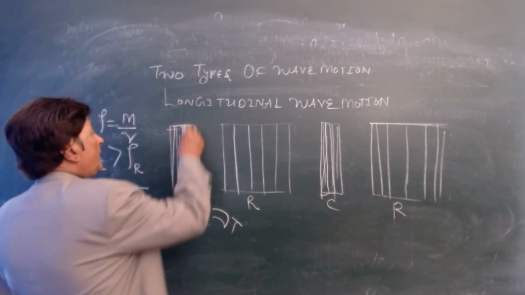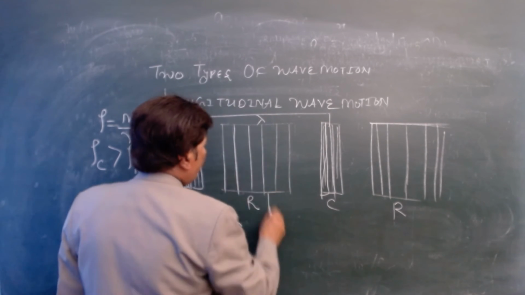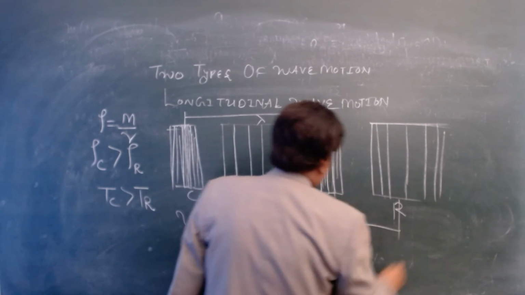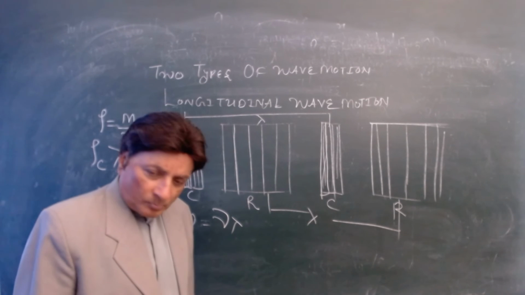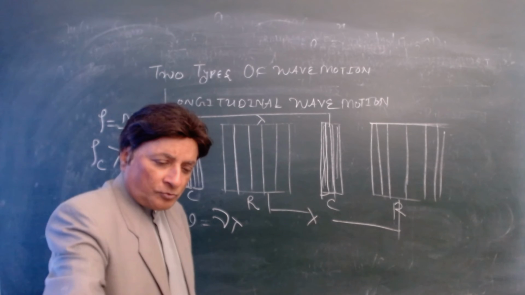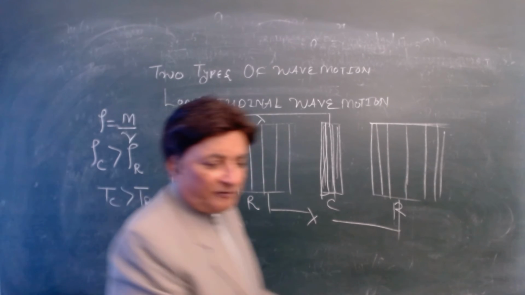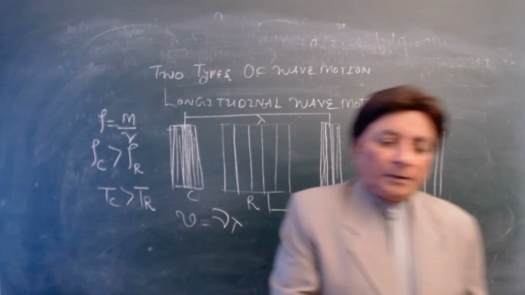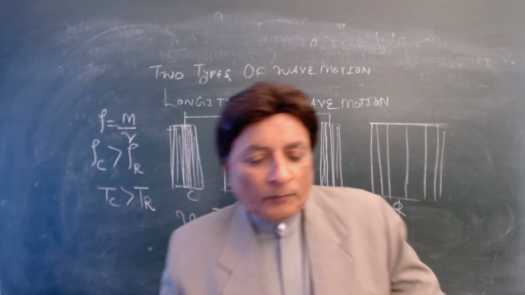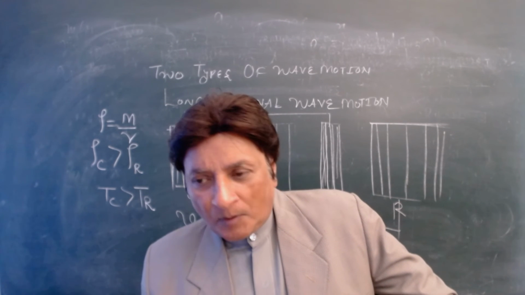अब वेवलेंथ क्या होती है? द डिस्टेंस बिटवीन टू कंसेक्यूटिव कंप्रेशंस इज कॉल्ड लैम्डा. द डिस्टेंस बिटवीन टू रेरिफिकेशंस इज कॉल्ड लैम्डा. करेक्ट. तो दिस इज लॉन्गिट्यूडिनल वेव मोशन.